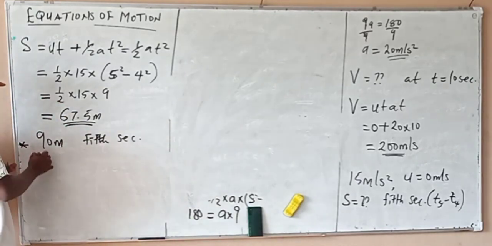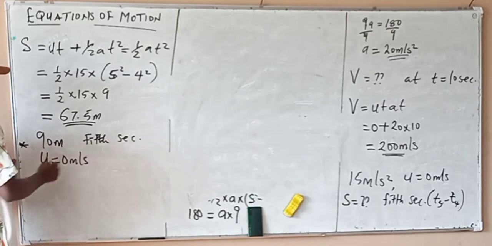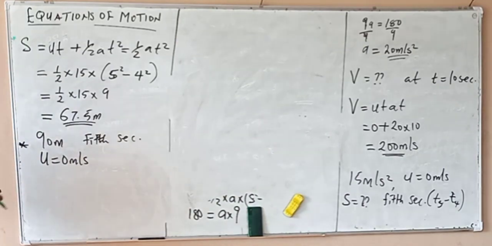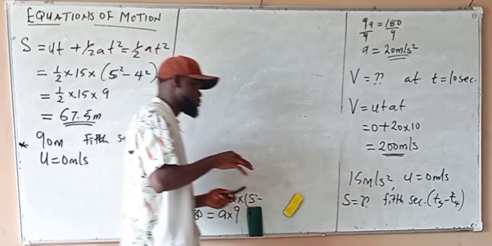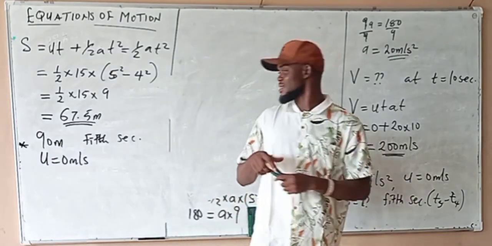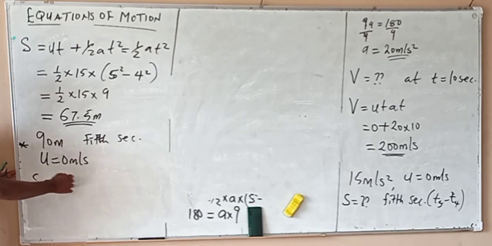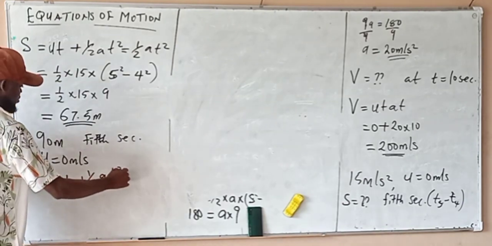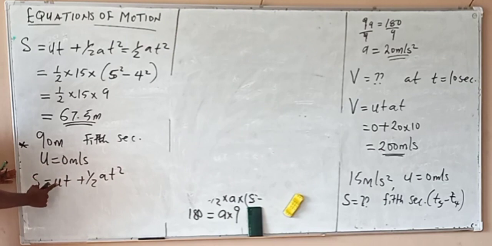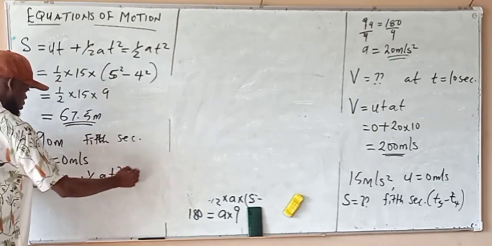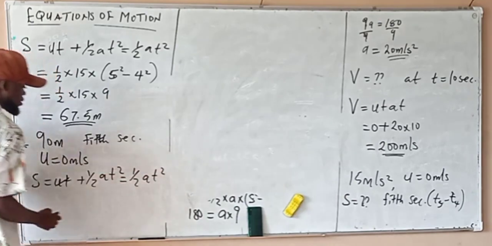But remember, if we start from rest, our u is equal to 0 meters per second. So what will be the distance moved in the 7th second? First, let's find the acceleration of the body. Know that s is equal to ut plus half at squared. If u is 0, everything there will leave, and we have half at squared.